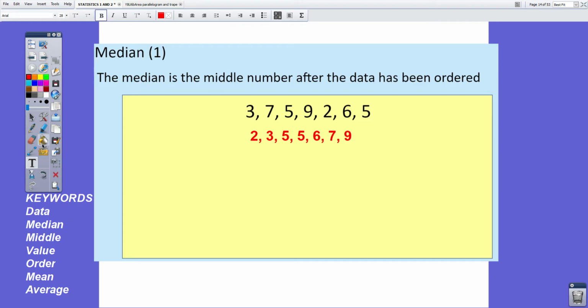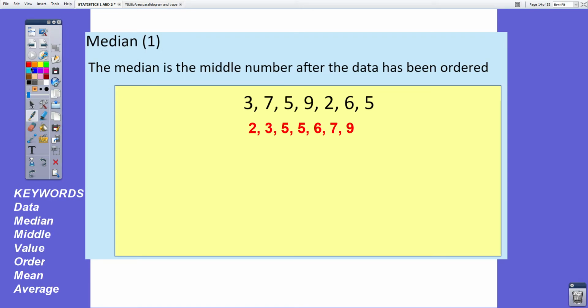Now the easiest way of doing that is to cross one off at the front, one off at the end. One off at the front, one off at the end, until the number that we arrive at in the middle is our median value.